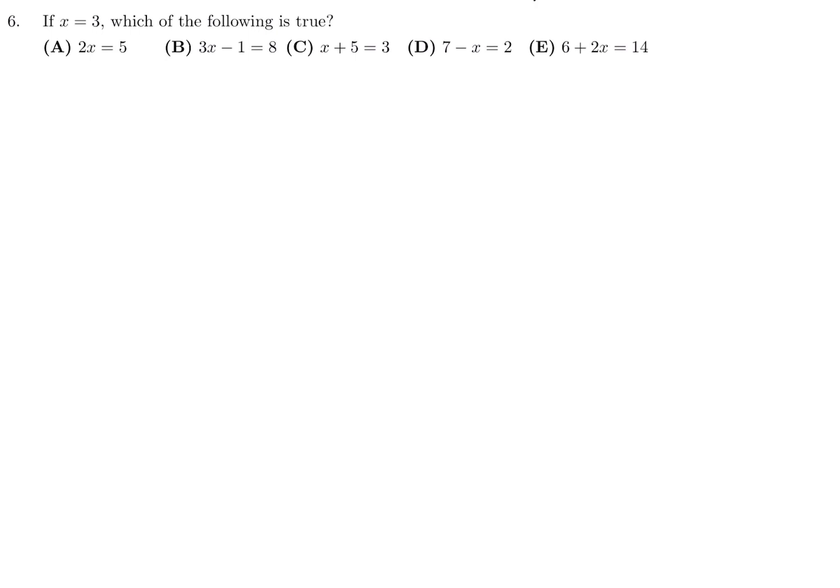If x equals 3, which of the following is true? All right, let's figure out. This would be 6, which is not equal to 5. This would be 8, which is indeed equal to 8. Okay, we're done. Now, just for the sake of completion, let's just do the rest. 8 is not equal to 3. 7 minus 3 is 4, which is not equal to 2. And then 6 plus 6, which would be 12, and that is not equal to 14. So number 6, the answer is definitely B.